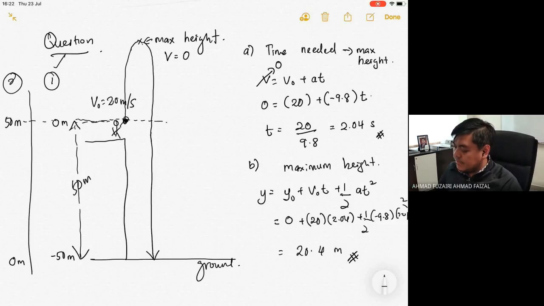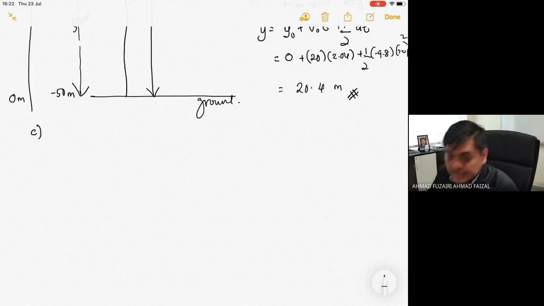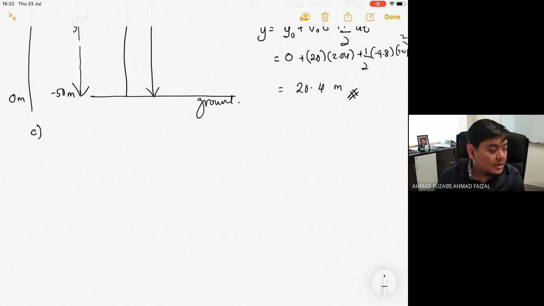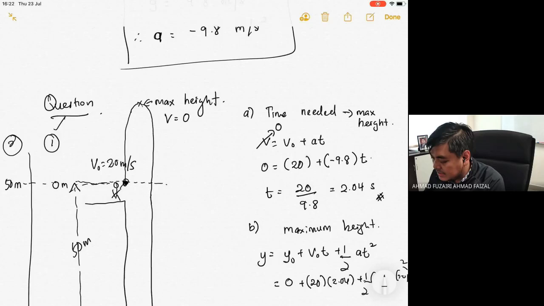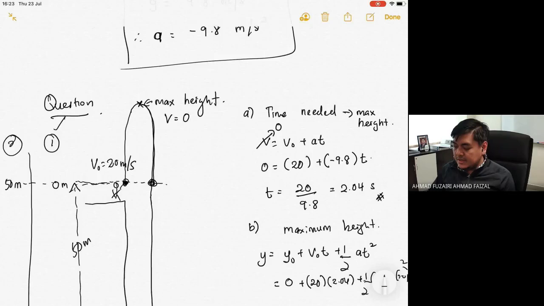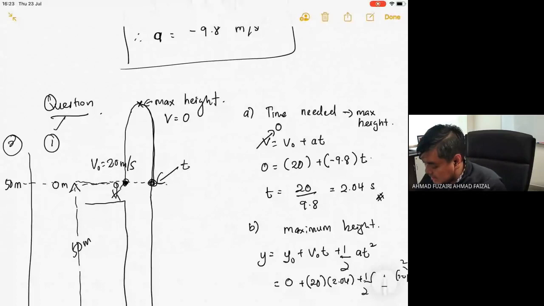And right now, let's look at question C. This question asks you to find the time needed for the ball to return to the height from which it was thrown. So when you throw the ball, it comes to the maximum height and it goes back to the original height, the same level but not on the same point. At this point we should know what the time is.